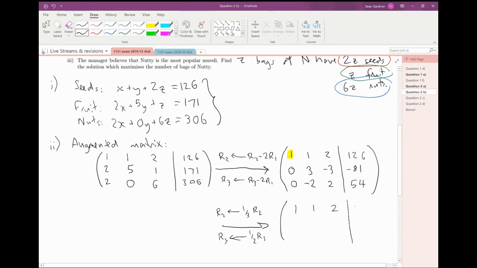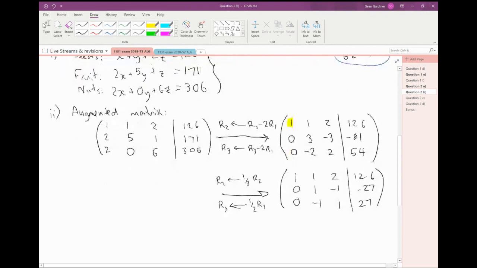But yeah. Okay, so what do we get? We're going to get 0, 1, -1, and -27 here. And in my third row, I'm going to get 0, -1, 1, and 27 here. What do you know? Okay, so what's my last step going to be here? Should be pretty obvious.